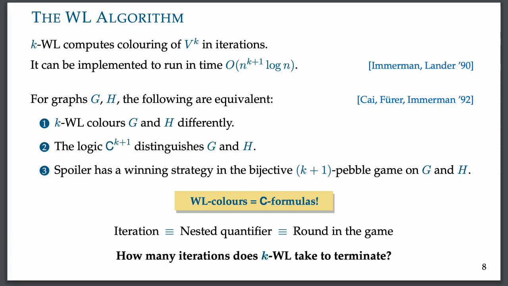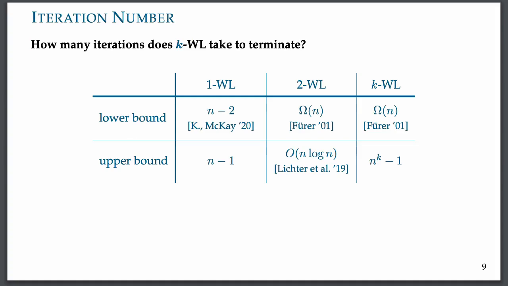But how many iterations does it take for k-WL to compute its output on a certain input graph? This table gives an overview. Last year at ICALP, I presented a tight lower bound on the iteration number of 1-WL on graphs of order n. However, for larger k, only a good upper bound in the case k equals 2 is known, and there is still a gap between the lower and the upper bound, even more for k larger than 2. Note that this lower bound has not been improved for 20 years.